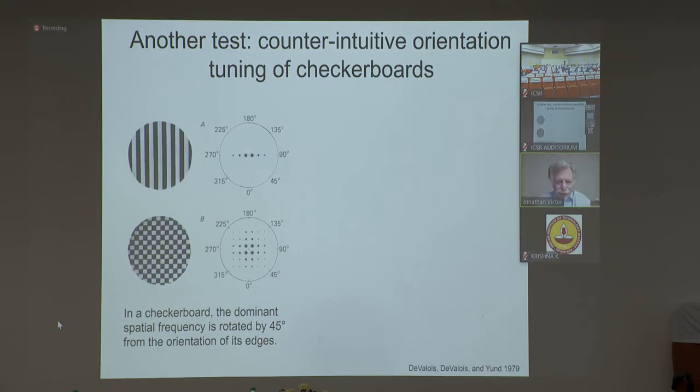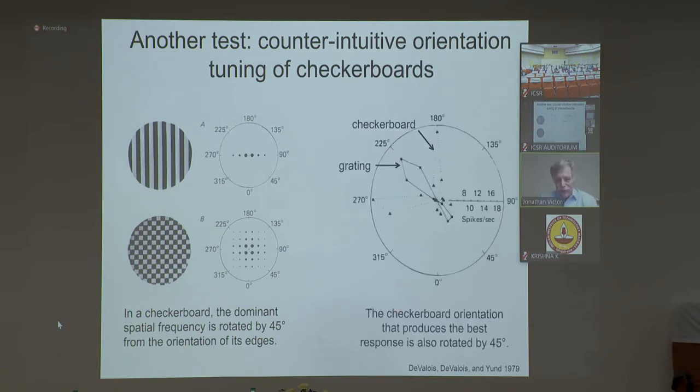So if this idea of neurons responding as linear filters that care about particular spatial frequencies is correct, then a cell that responds best to a grating in this orientation will respond best to a checkerboard that's rotated by 45 degrees, so that its dominant spatial frequency component is now aligned with its orientation tuning. Which is to say that if this linear picture is correct, it's not the edges that drive the cells, it's the dominant Fourier component, and the dominant Fourier component for a checkerboard means that the edges have to be rotated by 45 degrees. So that's the prediction, and this is the experiment. And as you can see, the dominant orientation for a checkerboard is indeed rotated by 45 degrees with respect to a grating. So this is a counterintuitive, qualitative prediction, but it's one that the linear filter picture makes very naturally.